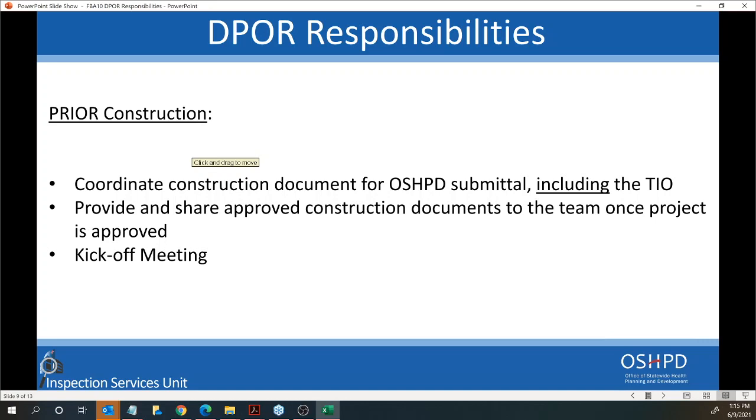The kickoff meeting is very important. The design professional of record coordinates and establishes milestones with the rest of the team. Those milestones are also indicated in the TIO, which is managed by the DPOR. Remember also that the TIO is approved one time and it's approved in the field. Do not fall into the trap of thinking, oh, I had plan review already, look at the TIO. Keep in mind that the TIO has to be approved by the field staff.